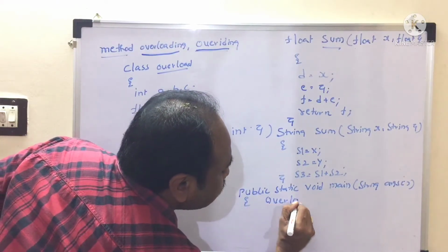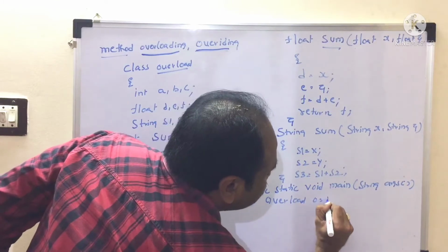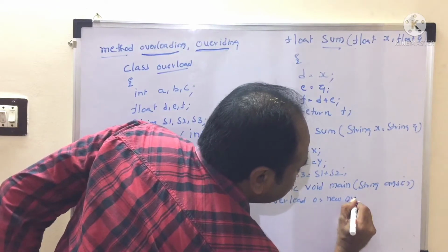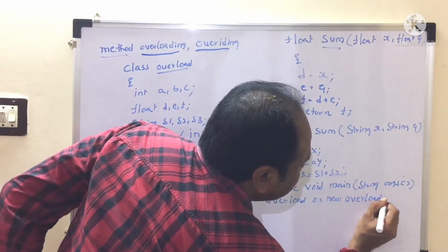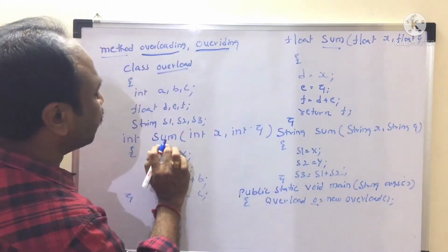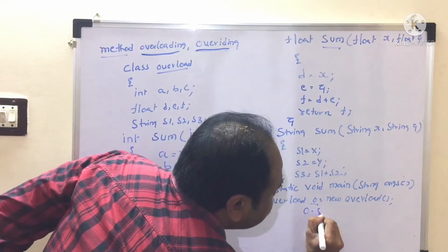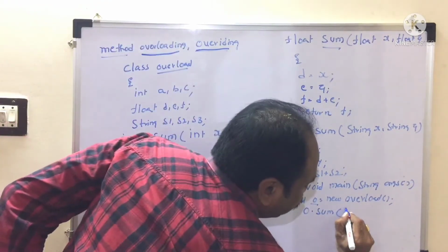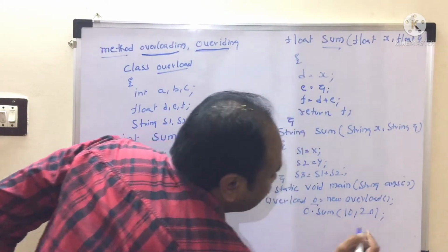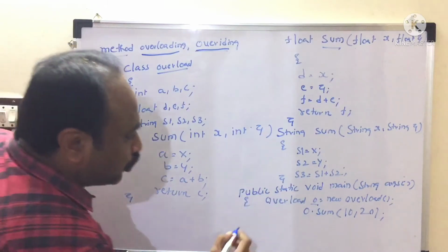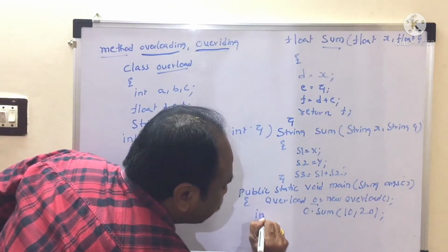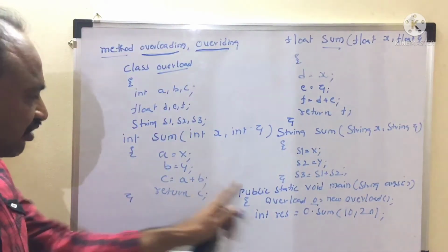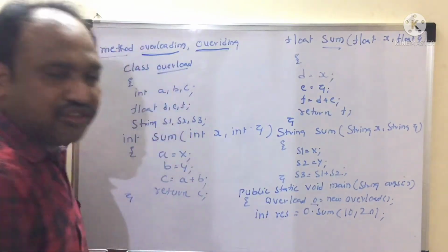Overload class name. Object name o equal to new Overload. Creating object. By this object I have to call what method? Sum method. o.sum. When you are going to call sum, it has two parameters. What parameters? Integers. To pass two integer values, 10 comma 20. It will return a value. To hold that value, use int res equal to o.sum. Because the sum method is returning a value, to hold that value I am using this variable.